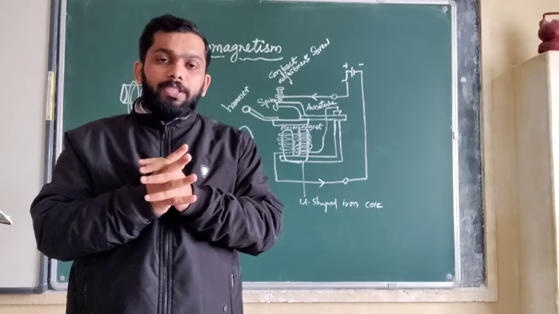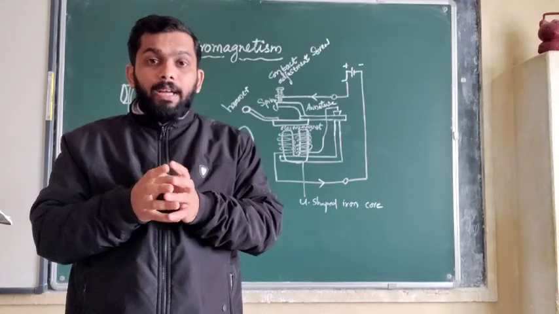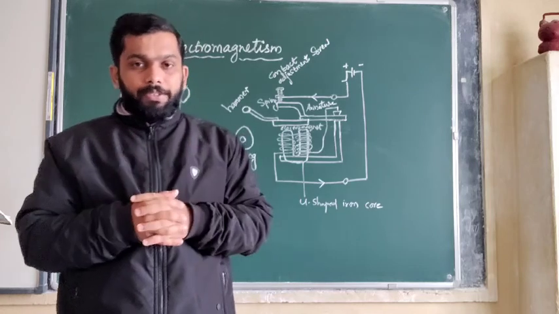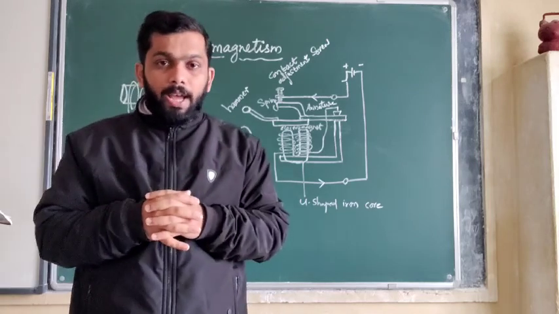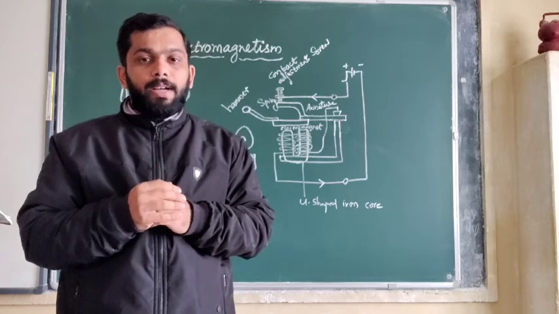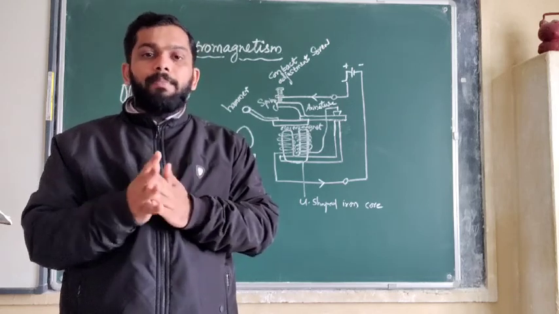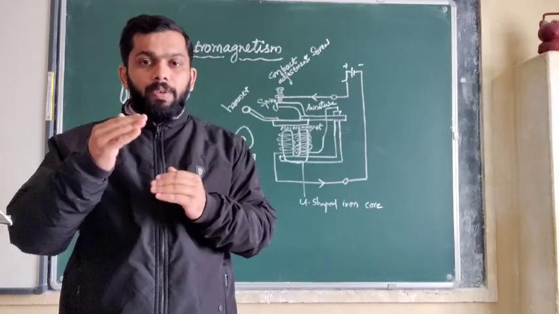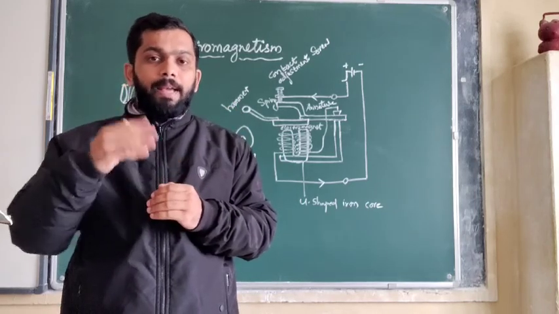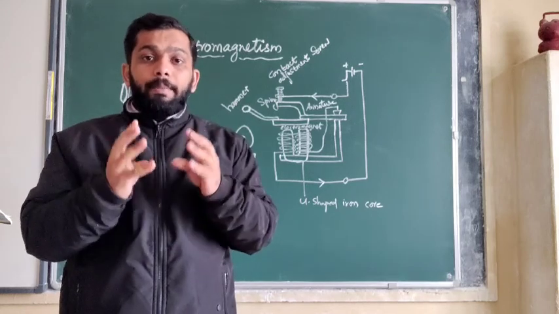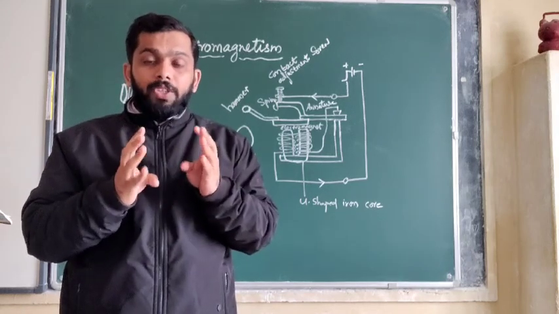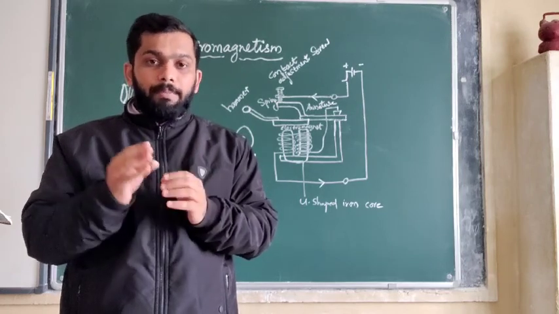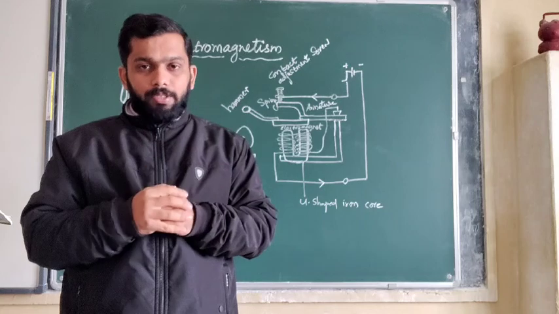Artificial magnets can again be divided into 2: permanent magnets and temporary magnets. Permanent magnet means, suppose we have artificially made a magnet. If that material is able to retain its magnetic properties for a long time, then we can consider it a permanent magnet.